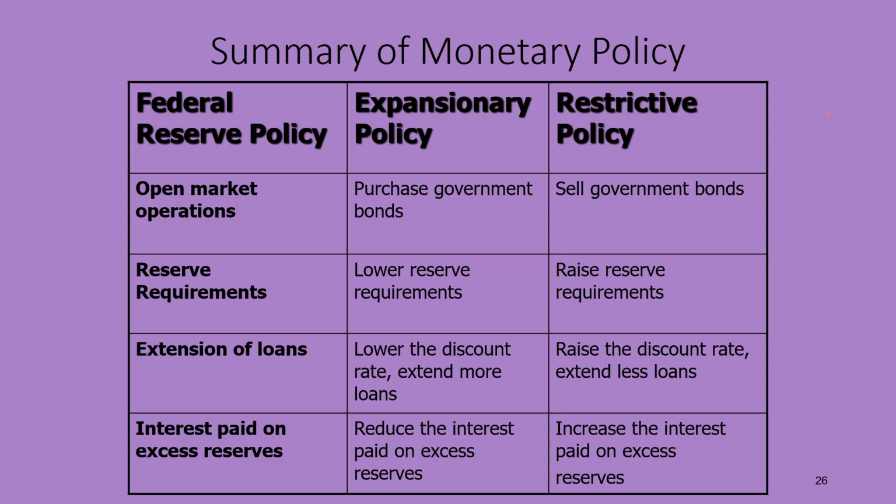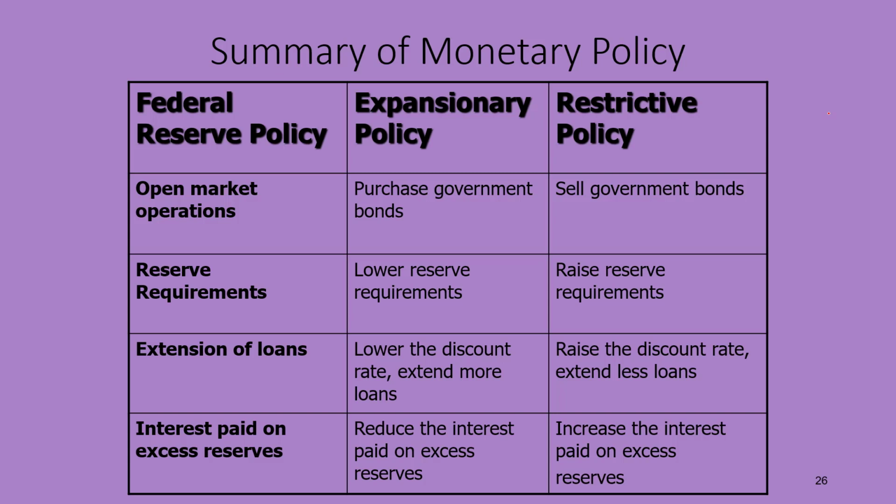They could also lower the discount rate, right, or lower the interest rate that they charge these commercial banks, and that way banks will be more likely to borrow money from them. So they extend more loans to banks, and that'll give the banks more money to loan out to individuals, so money supply could be increased that way.